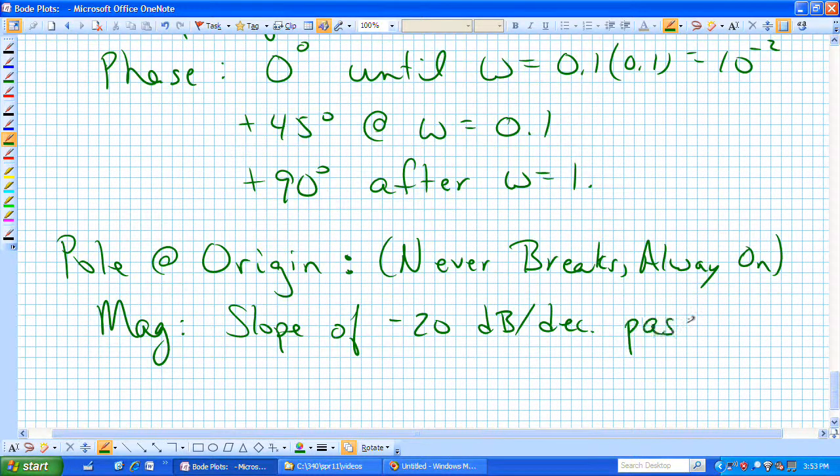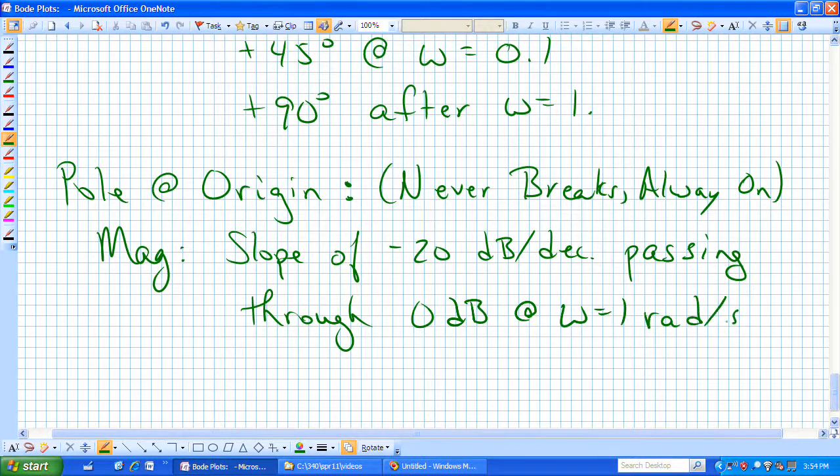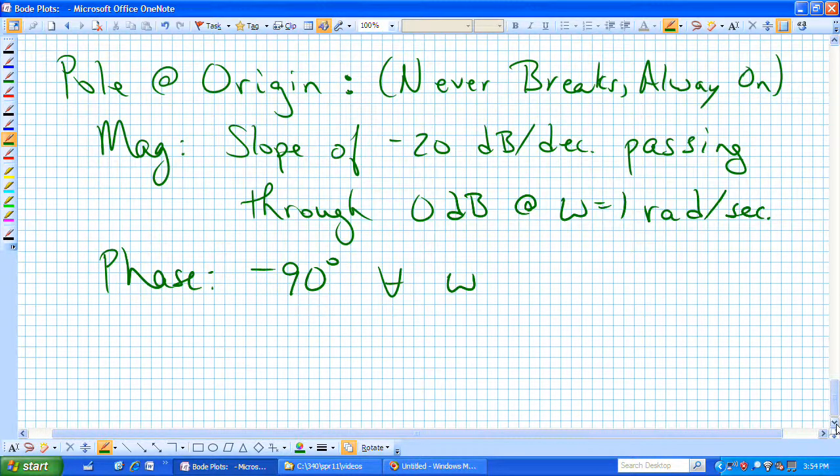And in this case, again, because we're treating these components individually, it's going to be passing through 0 dB right at omega equal 1 radian per second. The phase of this particular factor, which is a pole at the origin, never changes. It's downstairs. It's going to always be contributing minus 90 degrees for all frequencies.